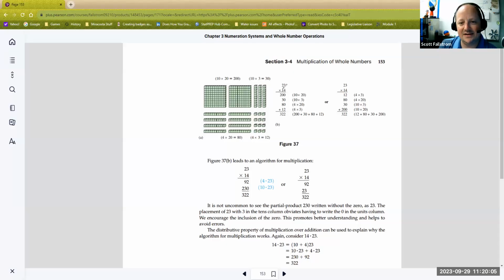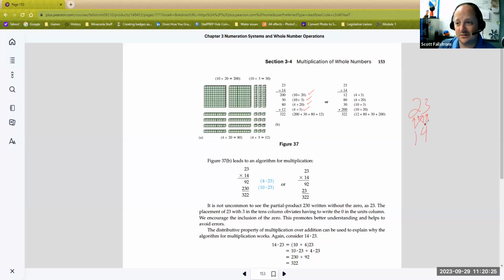So I have 10 times 20. 10 times 20, I did that. Then I have 10 times 3, got it. Then 4 times 20, and then 4 times 3. So again, what you're looking at here is if you had 23 and 14, you'd be saying, okay, I go here and there, and then here and there.